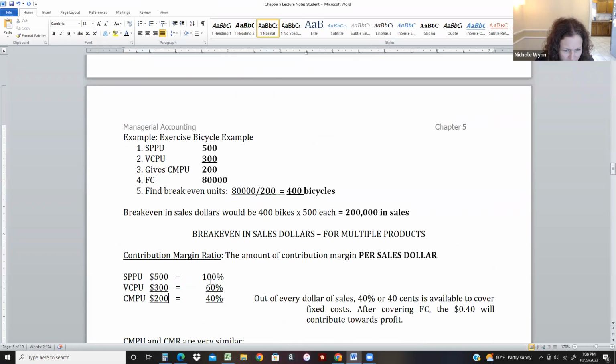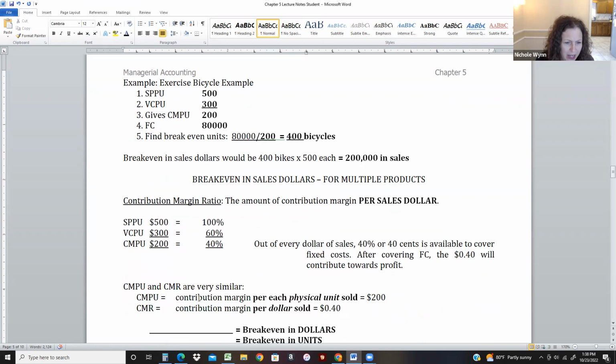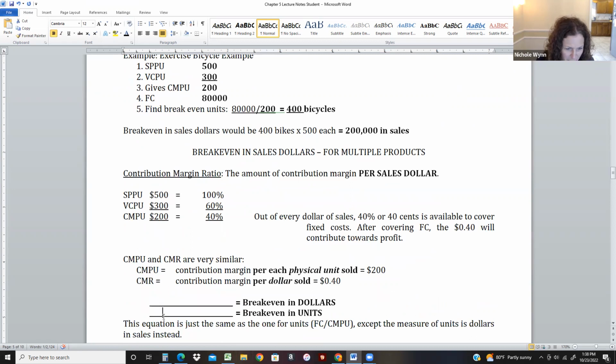So the 500, the 300, and the 200, I've kind of explained how to get those. The CMPU and the CMR are very similar because the CMPU is per unit because of the U, and the CMR is based on dollars. So my break even in units, let's do the units one first. My break even in units, which we already did, was fixed cost divided by CMPU. But my break even in dollars is fixed cost divided by CMR. So if I want an answer in dollars, then I can divide by R. And if I want an answer in units, I can divide by the PU.